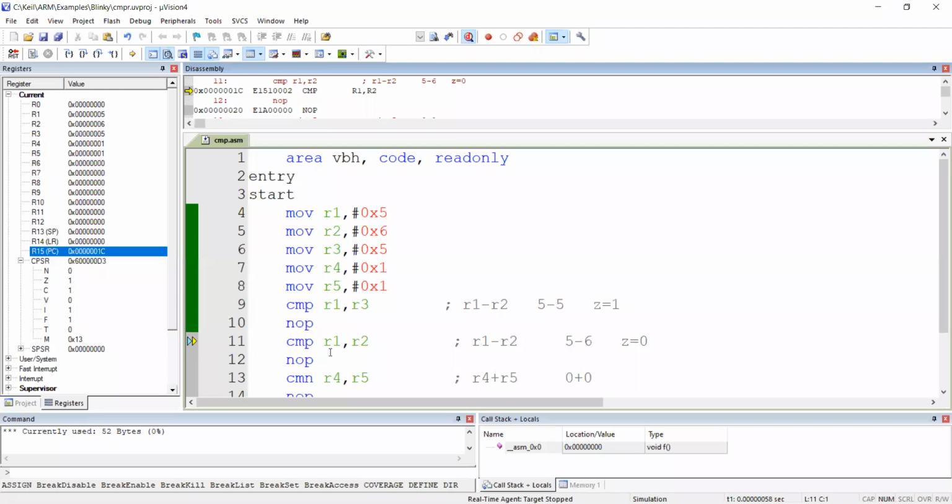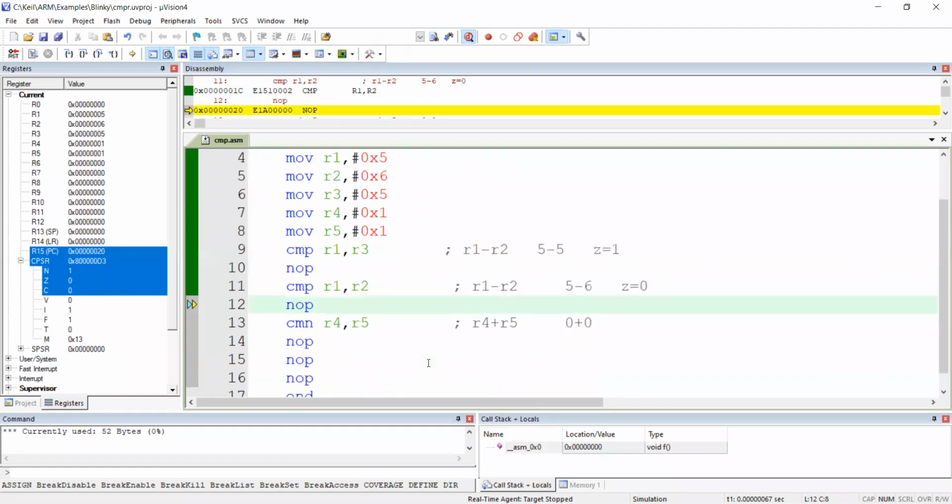Now line number 11 is about to execute. Presently Z is 1. That should change to 0, and it should also become blue in color. Only concentrate on Z. See now, Z has changed to 0. Okay. Is it clear now?